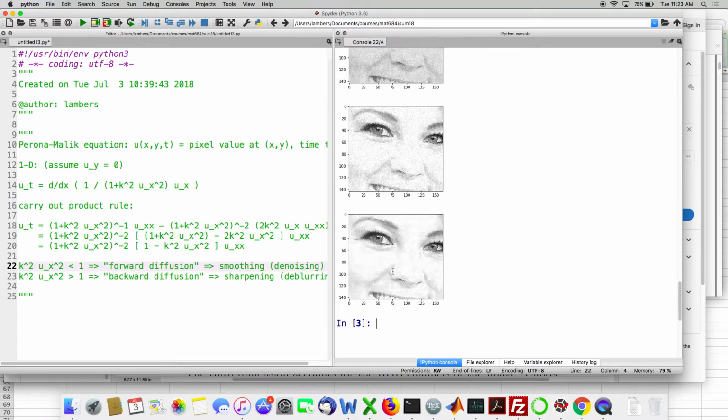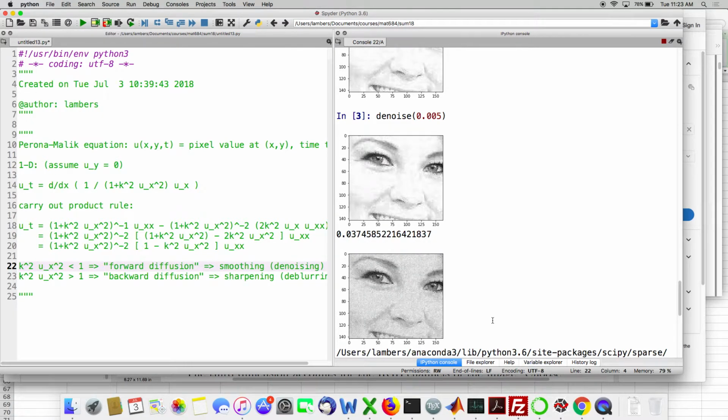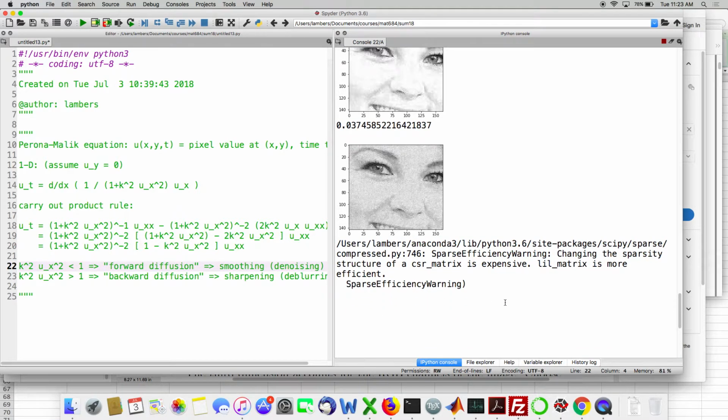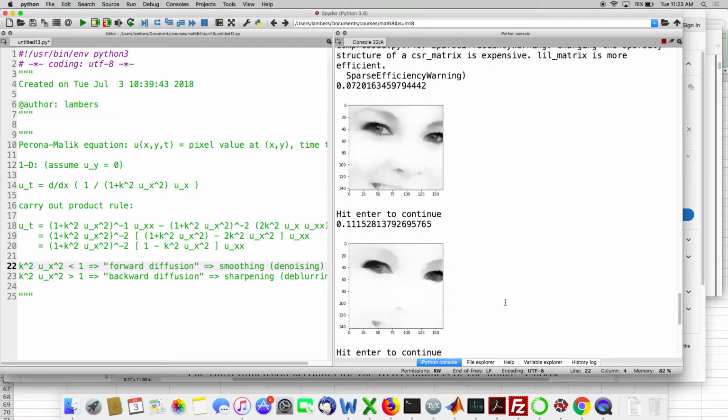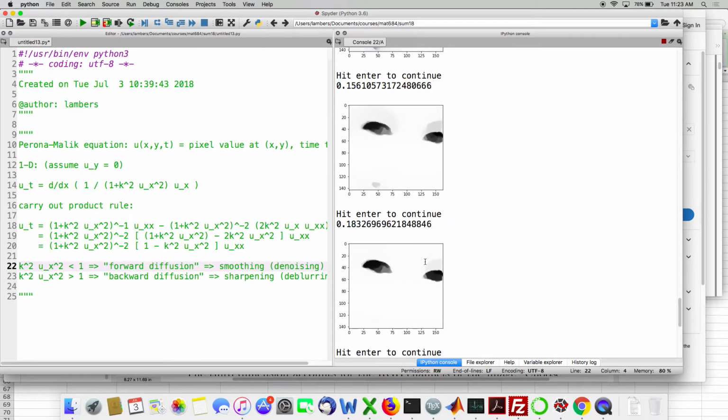Okay, so let's try something a lot smaller, 0.005. That's the first time step. What's happening now is the fuzz is gone, but it's gone too far. Now it's blurring a lot of detail in the eye. The eyebrows are practically gone. So Haley's becoming a ghost. Yeah, Haley has gone full Casper.